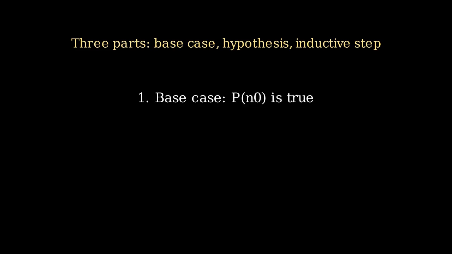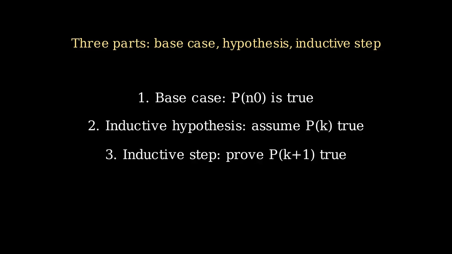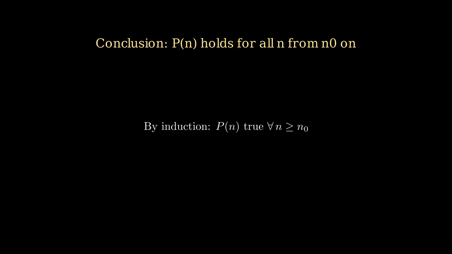The base case shows the statement P holds for the very first value, n naught. The inductive step assumes the statement holds for some arbitrary value k, called the inductive hypothesis, and uses that assumption to prove the statement also holds for the next value, k plus 1. The conclusion then follows. By the principle of induction, since the base case holds and each case guarantees the next, the statement holds for every single n, from n naught onward, forever.